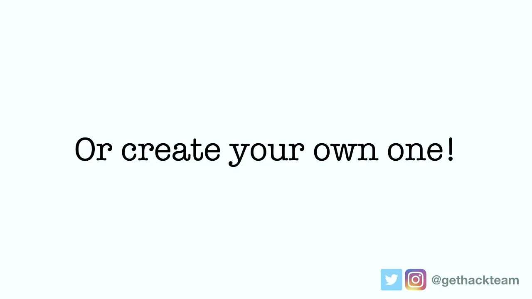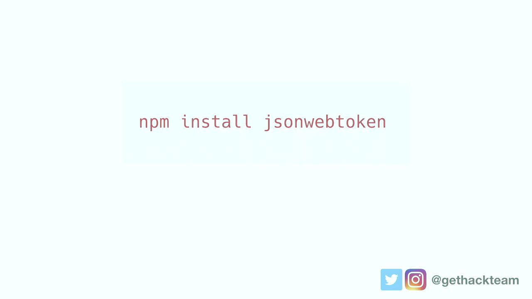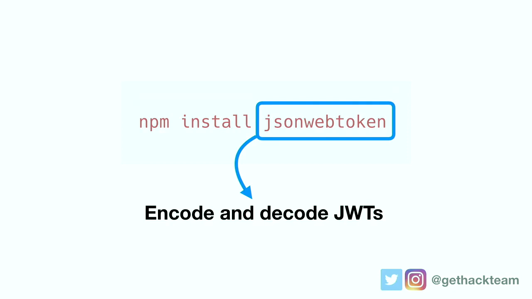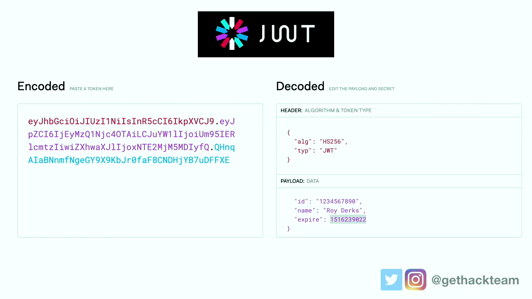So in case you want to create your own one, there's this nice npm package. And let's hope it isn't corrupted or putting cryptocurrency loaders in your browser. Probably not. But you can use this JSON Web Token package to encode and decode JWTs. So if we look at this picture again, on the left you can see an encoded JWT token, and on the right you can see what it decodes to. And this is something you can do using that JSON Web Token package.